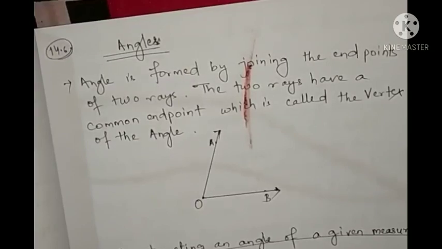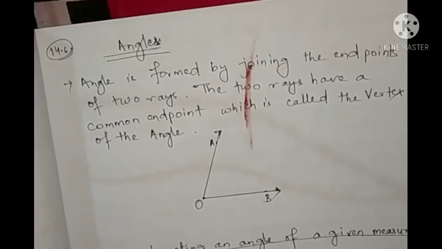From last class we have studied about perpendicular, how to make perpendicular lines with the help of scale, ruler and set square, and with the help of ruler and compass. Okay, so let's see angles.